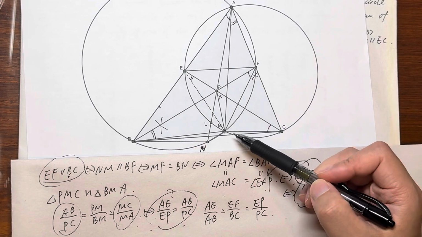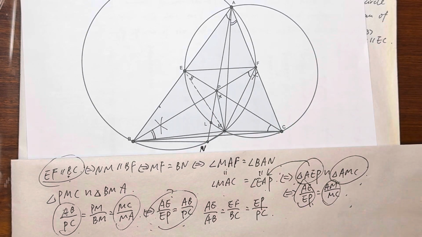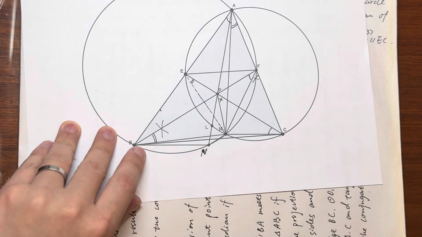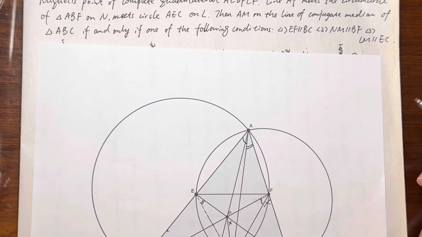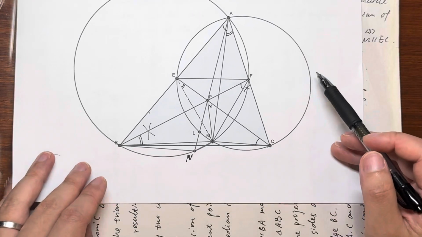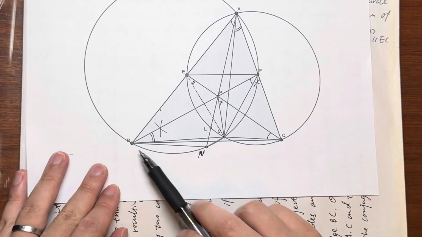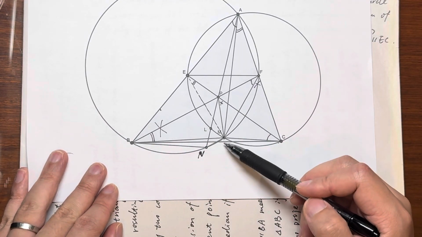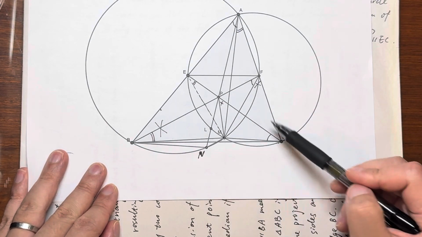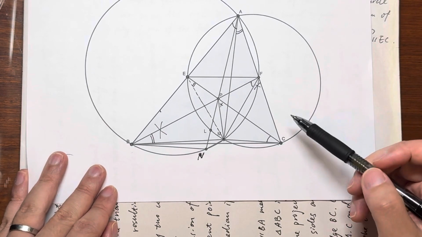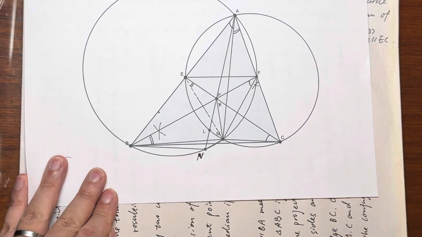Similarly, we can prove that ML is parallel to CE. Okay, so it demonstrates that conclusion 7 is correct, which means that either EF parallel to BC, or MN parallel to BF, or ML parallel to CE, we can have the conclusion that AM is a conjugate median.